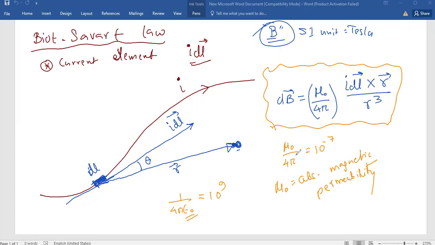This is the raw formula. Now, what do you think? What will be the direction of this small magnetic field?